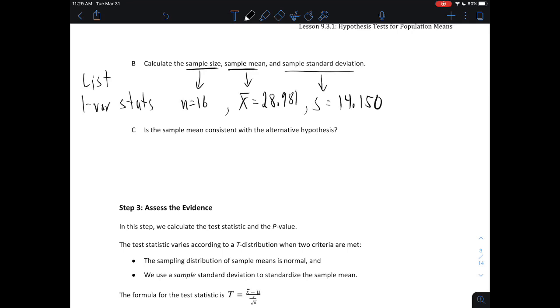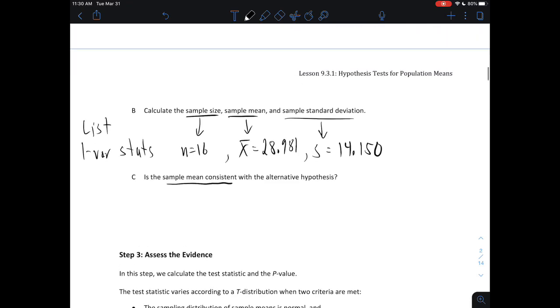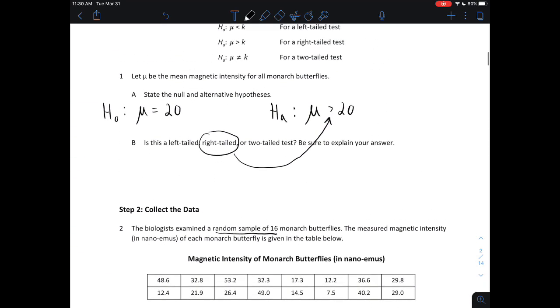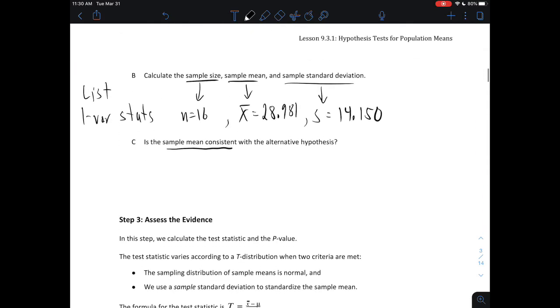Part C. Is the sample mean consistent with the alternative hypothesis? This means, if you go back to our alternative hypothesis, that stated that the mean should be greater than 20. So really this is asking, is the sample mean greater than 20? And the answer is yes, because our sample mean, 28.981, is greater than 20.